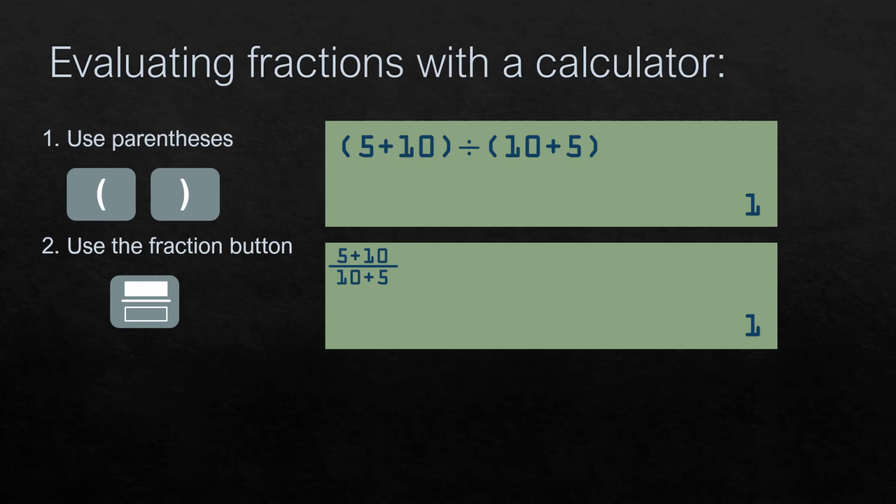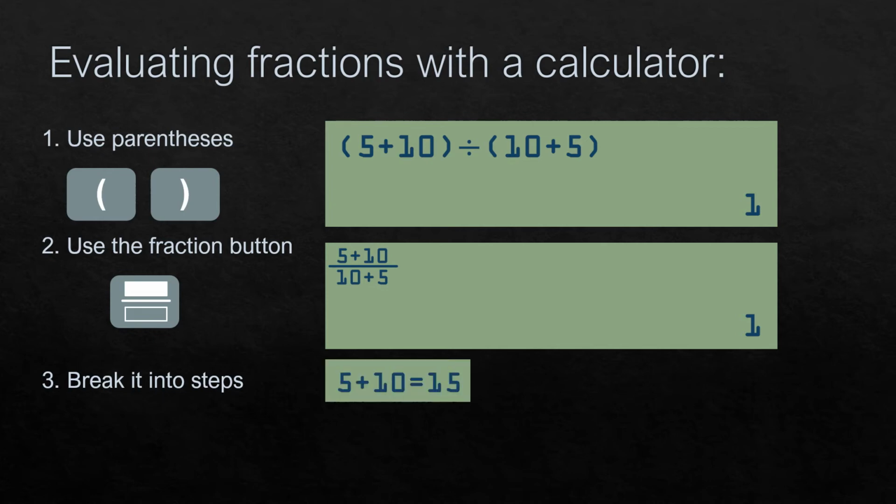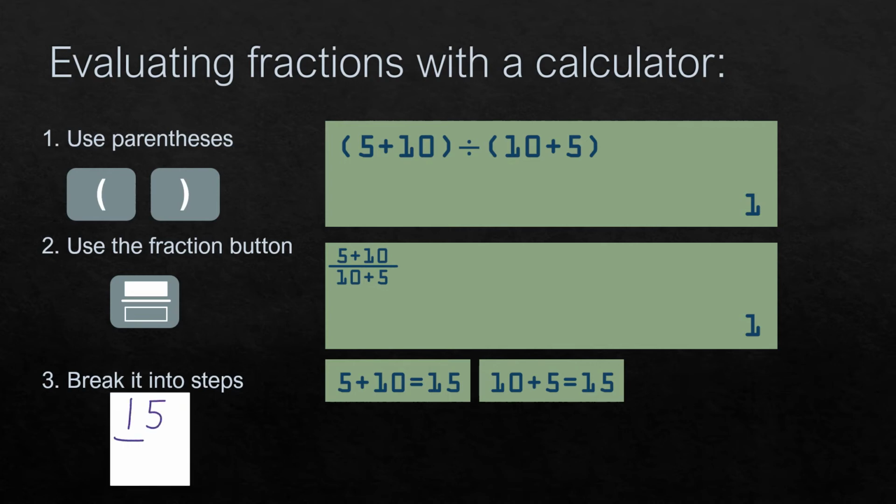Finally, maybe you're not comfortable with these, or maybe you don't have a calculator that has these. Break it into steps. Figure out what 5 plus 10 is. It's 15. Write that down. Figure out what 10 plus 5 is. That's also 15. Write that down. So now you use your calculator to figure out the top and the bottom, but on your paper you've written down the answer to each step. Now you can go in and type 15 divided by 15 in your calculator and get the answer as 1.